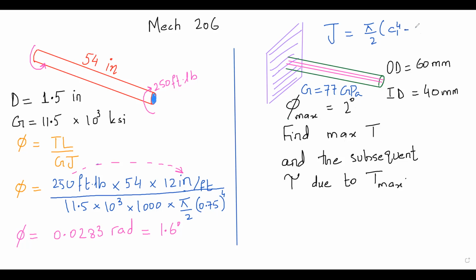So C1 power 4 minus C2 power 4. C, I think we decided, is the radius. Give me the value of J. I'm definitely not doing it. Okay, you do the whole problem. Start the problem here.